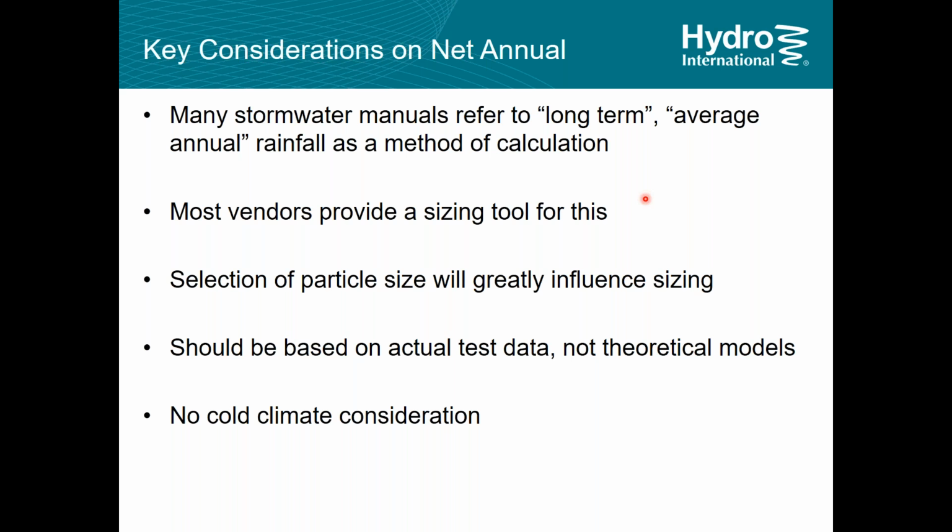So key considerations on that net annual sizing. Most stormwater vendors who produce sizing software will size on a net annual basis. The other concern is that no one vets the sizing methodology, and no one vets the calculation or the particle size distribution used in the software. The equipment's vetted, but no one's connecting the equipment and the testing to the sizing tool. So that's something that has yet to be addressed.